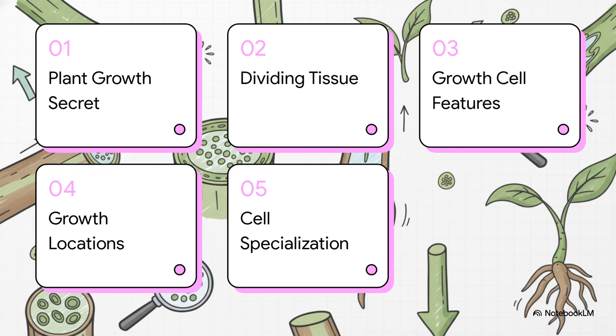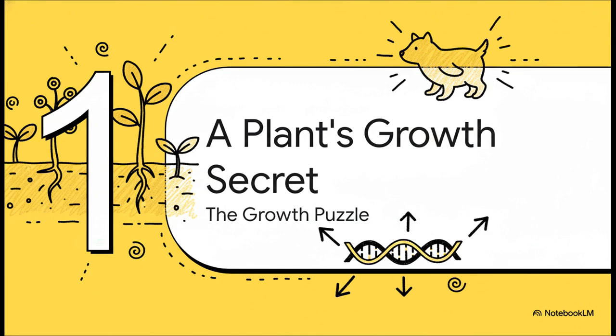First, we'll crack the code of how plants grow. Then we'll meet the real superstar of the story, the meristem tissue. After that, we'll take a closer look at its special cells, find out where they're located in the plant, and finally, we'll see what happens to them when they grow up and get a permanent job. All right, let's jump right in.